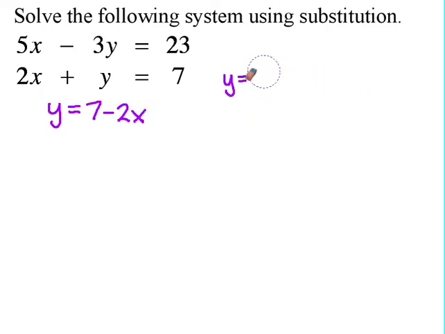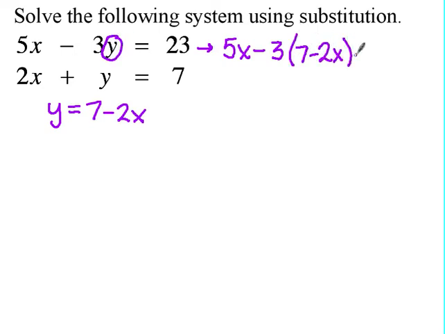Now with substitution, when we think about substituting something, that means replacing it. So I'm going to go to the top equation, since I've already used the second equation, and I'll leave it alone. In the top equation, in place of y, I'm going to replace y with 7 minus 2x. So I've got my 5x, that's still fine. I've got my minus 3, but in place of the y, I'm going to put 7 minus 2x. All I did is replace y with 7 minus 2x.